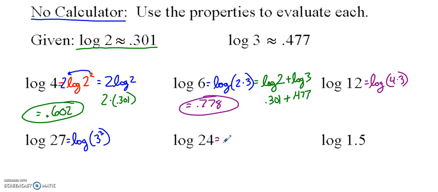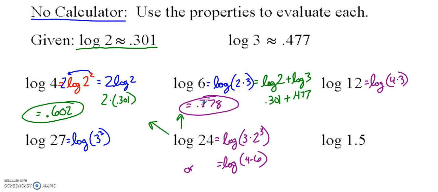You have your choice on 24. I could do log of 3 times 2 cubed, that would be 3 times 8. Or I could do 4 times 6. And since I have 4 and 6 already on my paper, I could use those. If you're given a question like this, you can use numbers you found as long as they're shown right there on your paper. So I can use 4 and 6 right from here because I've already shown them on my page. Okay? Again, no calculator, so you're going to have to find them first in order to use them.